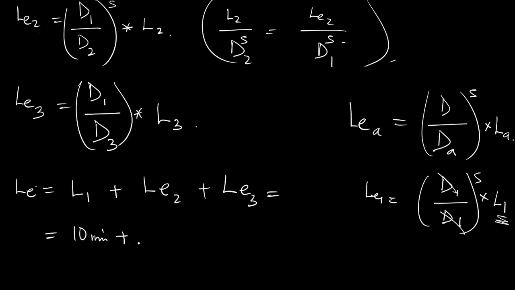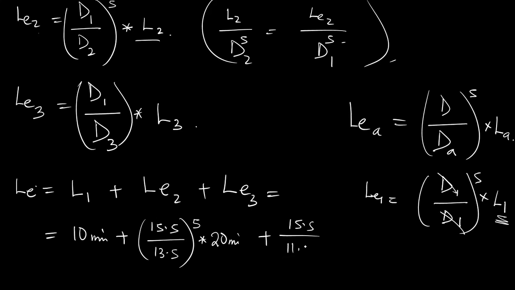Plus the equivalent, you have the other one, and the diameter to be 15.5 inches divided by 13.5 inches, all raised to power 5 times 20 miles, because the L2 is 20 miles. And plus this one, you have 15.5 divided by 11.5, all raised to power 5 times 10 miles.